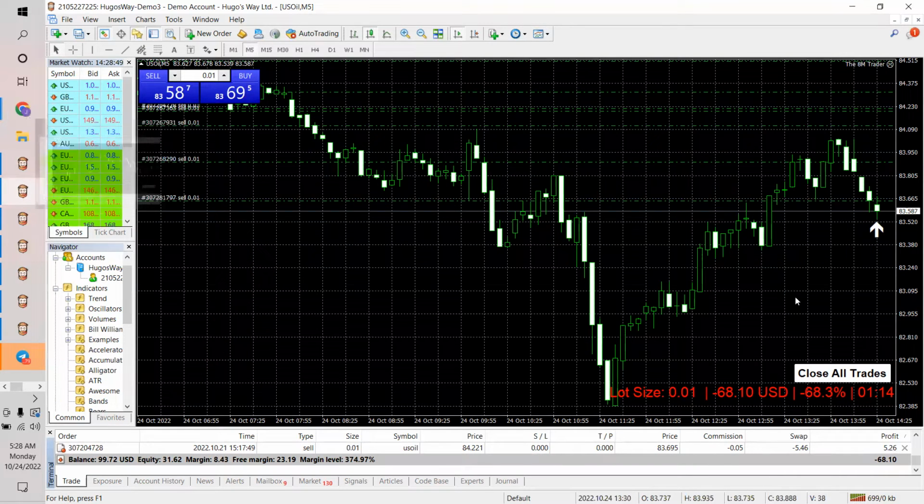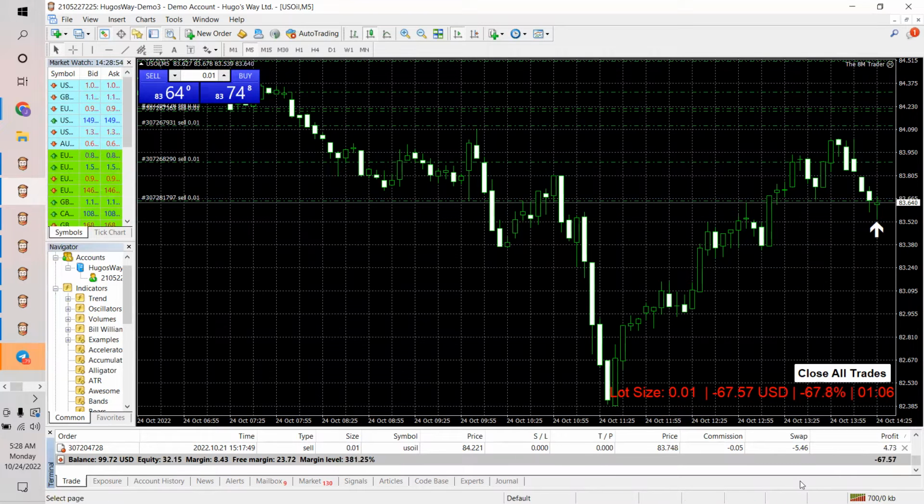Now, I do have a buy arrow that moved over to the next candle right there. So we're going to take a look to see how that is indeed going to play out for us.